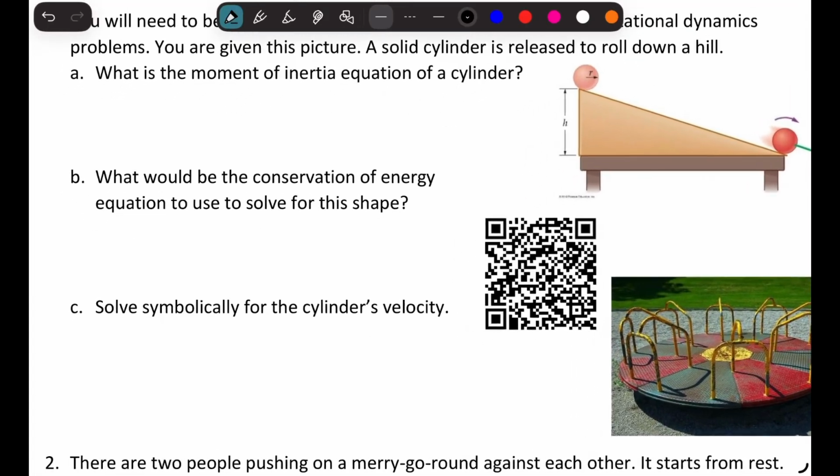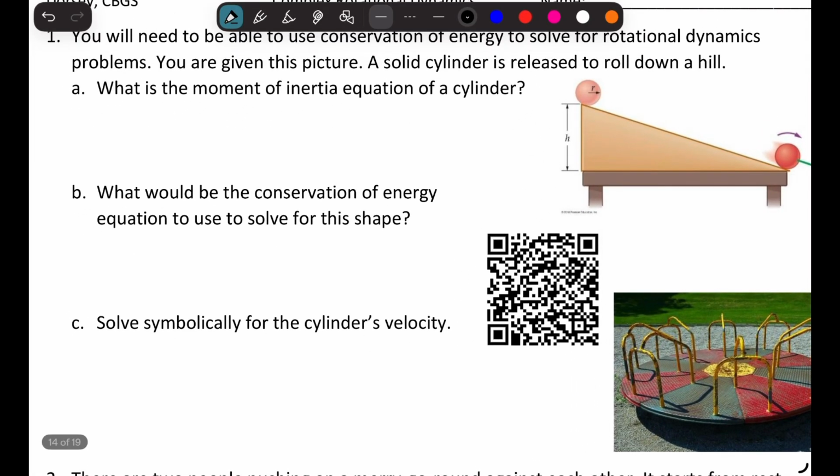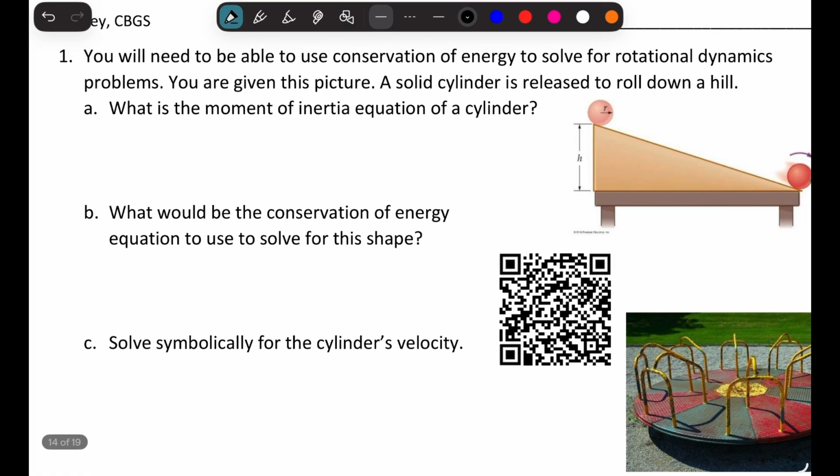In this video, we're going to be tackling some complex rotational dynamics problems. So let's start off with question 1. You will need to be able to use conservation of energy to solve rotational dynamics problems. You are given this picture.